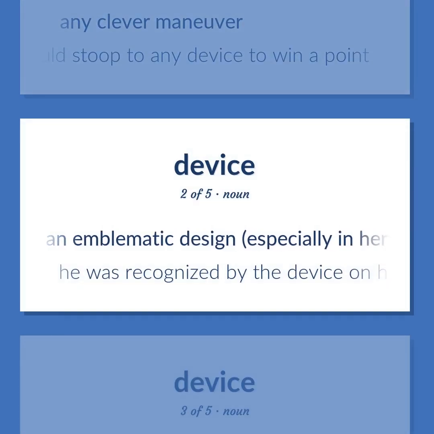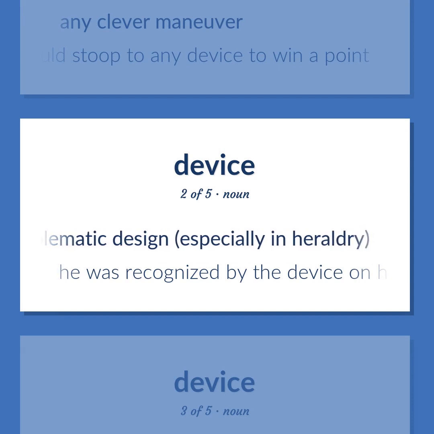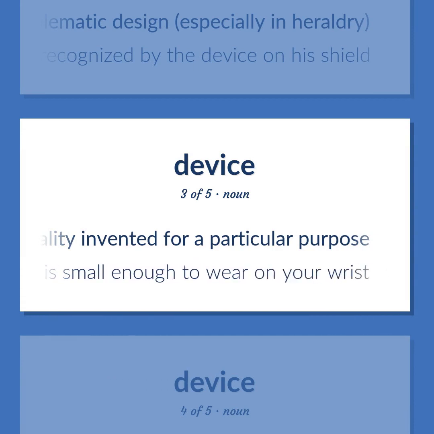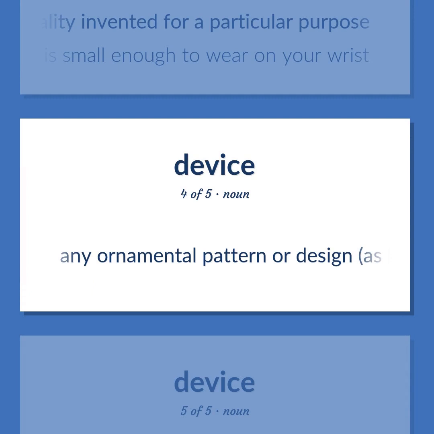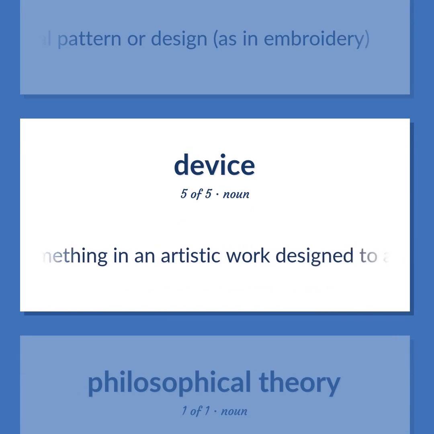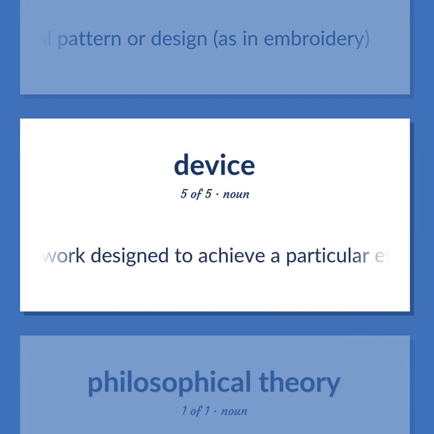An emblematic design, especially in heraldry. He was recognized by the device on his shield. An instrumentality invented for a particular purpose. The device is small enough to wear on your wrist. Any ornamental pattern or design, as in embroidery. Something in an artistic work designed to achieve a particular effect.